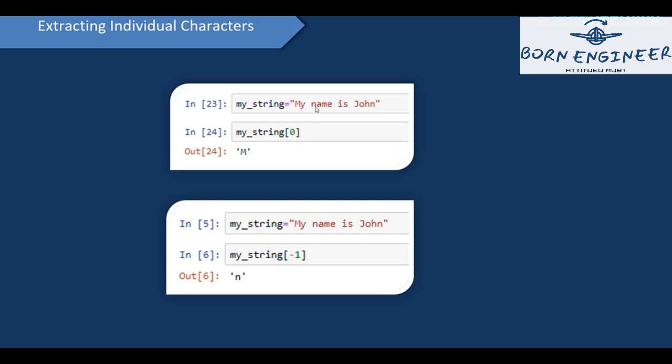If you have to extract the first character from this, you just have to give in the name of the string, and then you'll give in the square brackets, and inside that you will give in the index number, which is 0. Since you want to extract the first character, you're giving in 0. Similarly, if you want to extract the last character from the string, you will give in -1, right? So n is the last character and you're extracting it. Let's perform these operations in Jupyter Notebook.